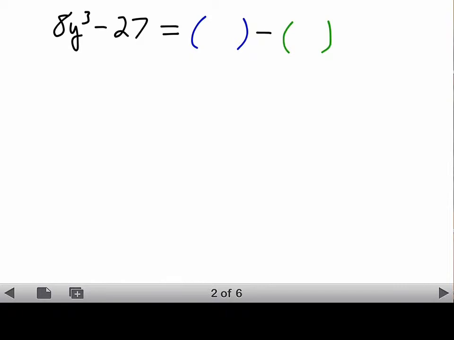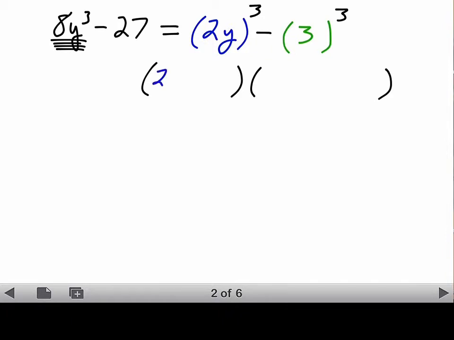So the first term, 8y cubed, is the cube of something, and if we can figure out what it's the cube of, it makes this process a lot easier. And I notice it's the cube of 2y. So this is 2y cubed. 27 is also the cube of something, and it's pretty clear to see that this is the cube of 3. So using the formula that we just saw, we're going to have a smaller set of parentheses and a longer set of parentheses. In the first set of parentheses, we're going to use the same sign that was in the initial expression, and so 2y minus 3.